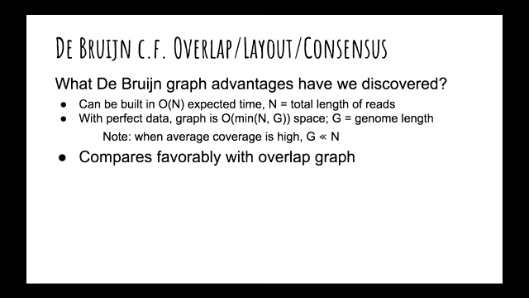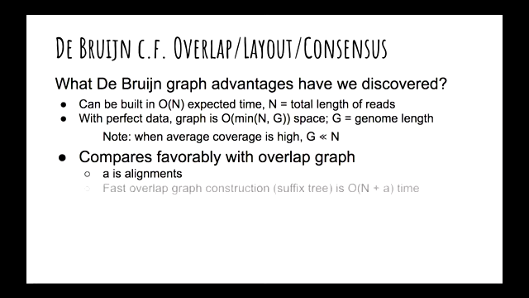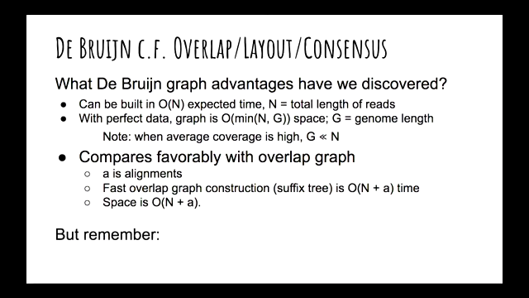The outcome compares favourably with the overlap graph because we don't have to do all those alignments, where we have the number of reads plus the number of alignments we have to do in time, like building the graph. We need a lot of space to build an overlap graph. We don't need as much when we're doing a de Bruijn graph because we've broken everything into k-mers and we've counted the frequency of the k-mers.